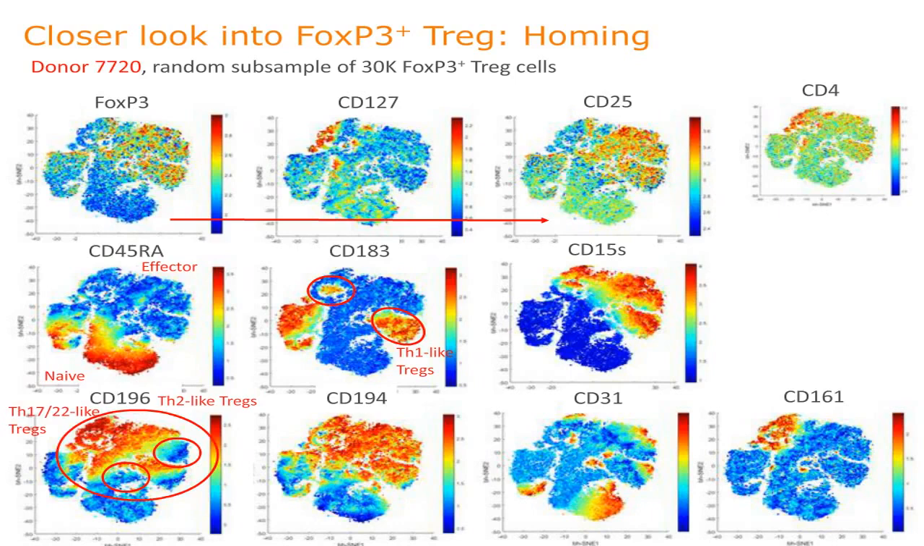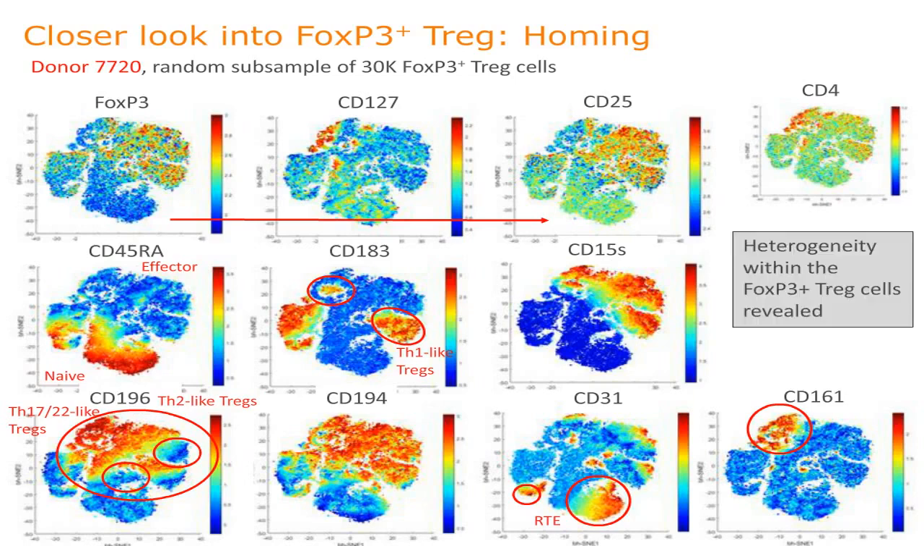And within this larger group, we have our Th17, Th22-like T regulatory cells, and also a unique subset within our CD161 expressors. They're pulled out away from all of the other T regulatory cells. We also can clearly identify what would be our recent thymic emigrants based off of our CD31 expression. And essentially, using an approach like this, we've been able to further resolve and identify the heterogeneity within the FOXP3 positive T regulatory cell population.